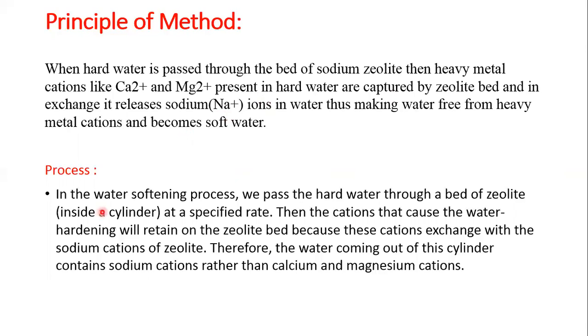See the process. In this water softening process, we pass hard water through the sodium zeolite bed at a specified rate. Then the cations which are present in the water sample like calcium, magnesium, Fe, manganese, which are the hardness causing metal ions, get exchanged with the sodium which is present in the sodium zeolite in the loose form. Therefore, the water which is coming out from this cylinder contains sodium cations rather than calcium and magnesium cations, because calcium and magnesium get retained in the sodium zeolite bed.